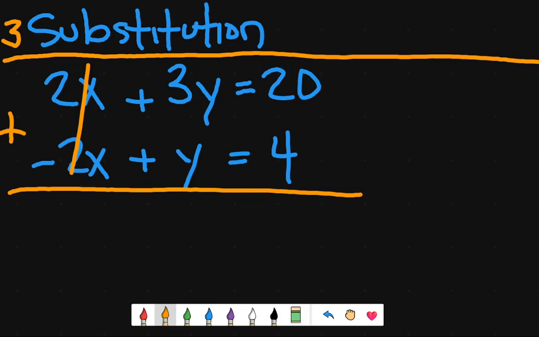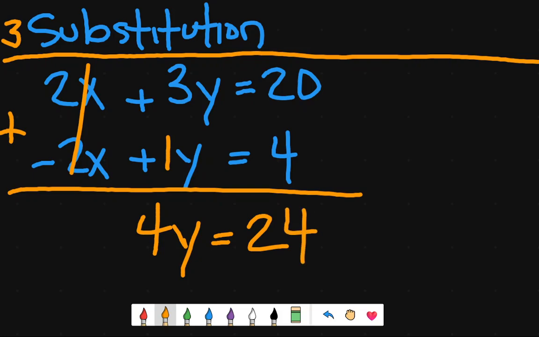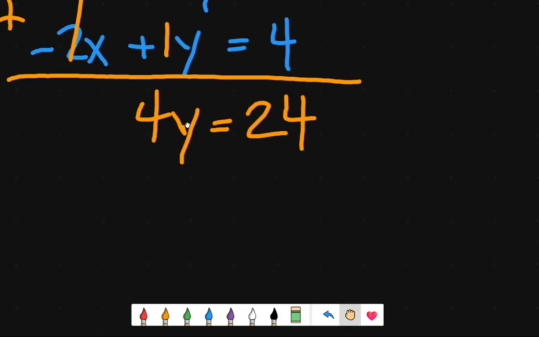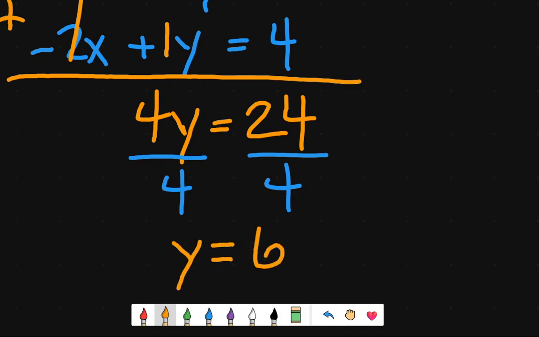So our x's are gone now, and we're going to be searching for y. 3y plus 1y is equal to 4y. And then 20 plus 4 is equal to 24. We are at a one-step equation now, so because we're multiplying 4 times y, we have to divide both sides by 4. When we divide both sides by 4, we now find what y is equal to. y is equal to 6.